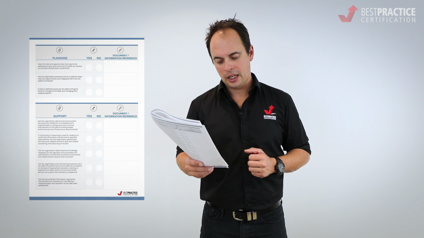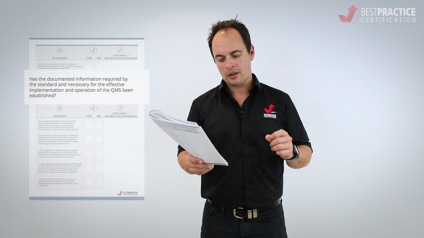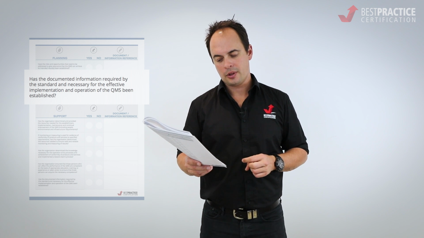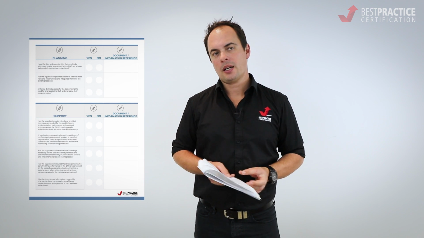Okay, and the last question here is, has the documented information required by the standard and necessary for the effective implementation and operation of the quality system been established? Now, this is the part of the checklist where there's been a big change from the ISO 9001:2008 edition of the standard to the 2015 edition. You don't need to write all of the mandatory documents that we used to in the past. We used to have 6 mandatory procedures and manuals and documented objectives and targets.